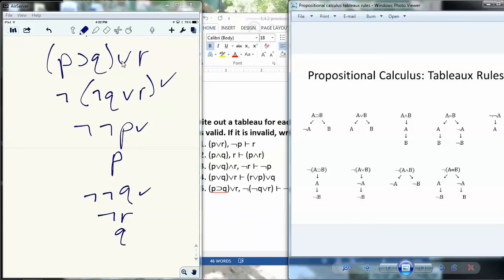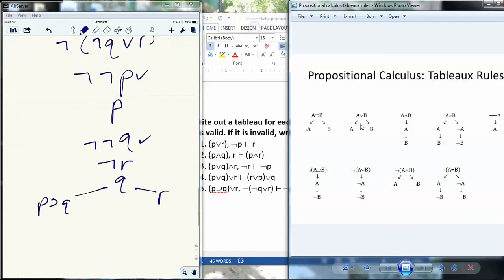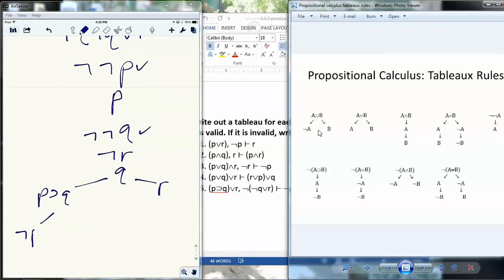Then my last formula in the initial list, I have if P then Q or R. Now A is if P then Q and B is R. So I'm going to use my OR rule, which says to split them out. And I'm going to write on this side if P then Q, and on this side R. Oh no, check that because I did it. And now I'm going to use my if-then rule right here, right? And it says not P, Q, check.